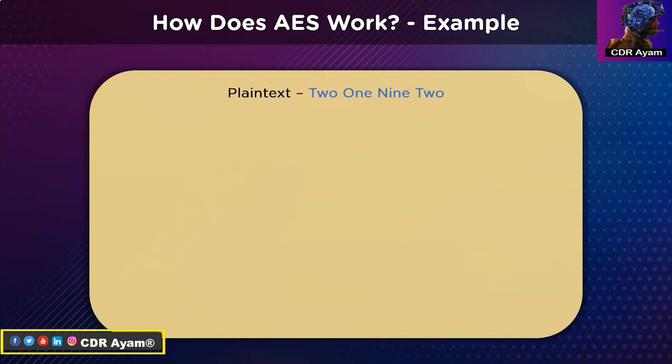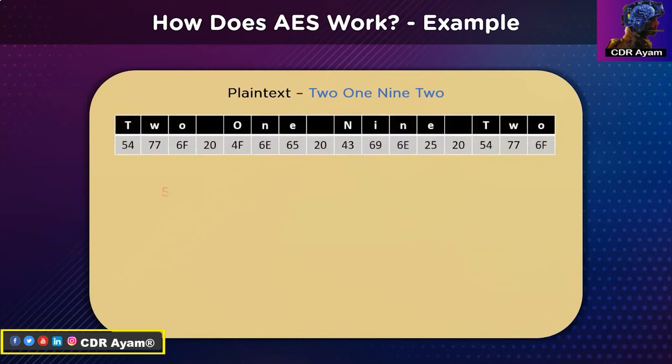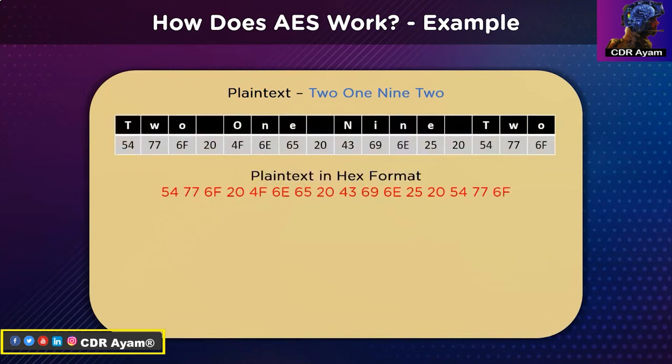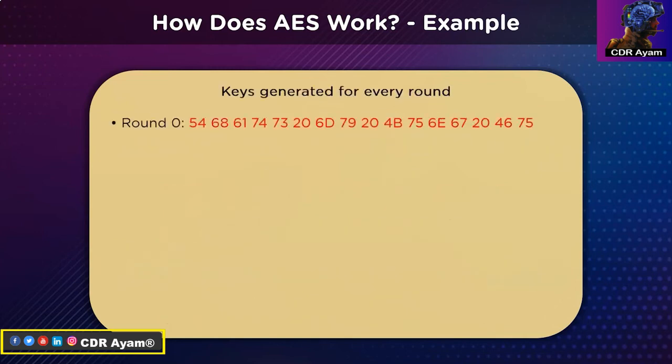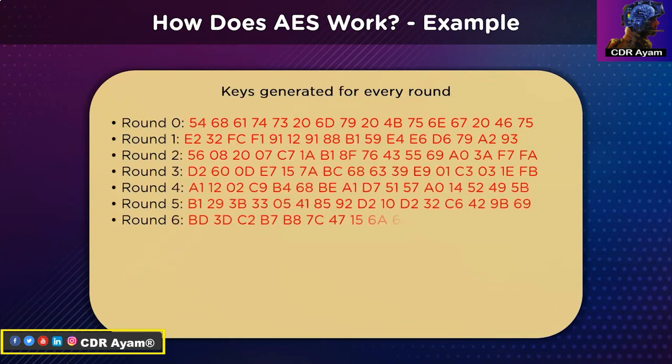Let's now take a look at a real-time encryption scenario using the Advanced Encryption Standard. To encrypt the following plain text, which is 2192, the plain text is first converted into a hexadecimal format, as shown on the screen, with its encryption key being "that's my kung fu," also converted into a hexadecimal format, as displayed on the screen. Since the key has a 128-bit length, the process would go through 10 rounds, with the following hexadecimal being its generated keys for each of the 10 rounds.